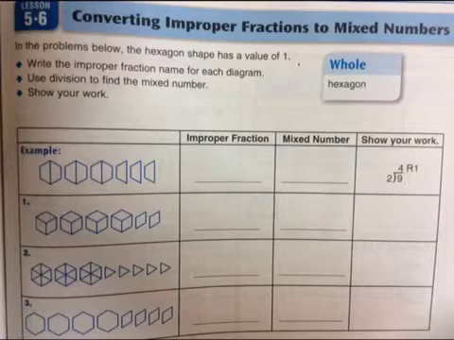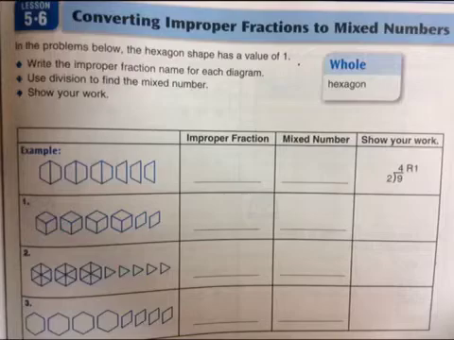Let's try, for example, number 1. Okay, these are each hexagons. See, 1, 2, 3, 4, 5, 6. It's a hexagon. Okay, and they've cut them up nicely into thirds. Okay, you can see that. And here we have 2/3, right? So we have 1, 2, 3, 4, and 2/3, right?